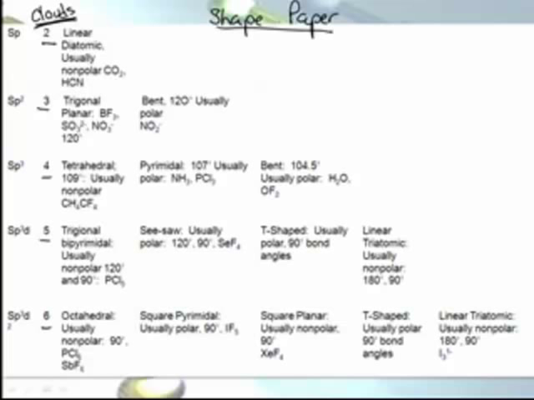So the first shape that we want to talk about is the linear diatomic shape, which has how many clouds? Two clouds. First of all, I just realized Mr. Sam's caught that this is a typo here. This is a linear triatomic. Let's fix that before we move on.